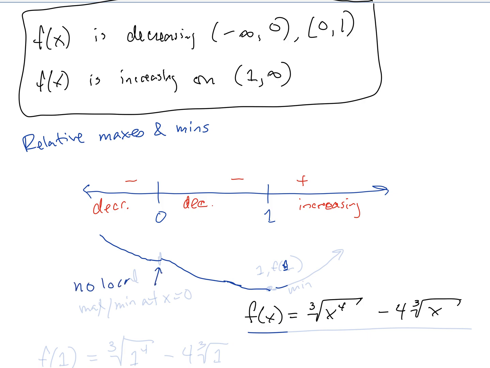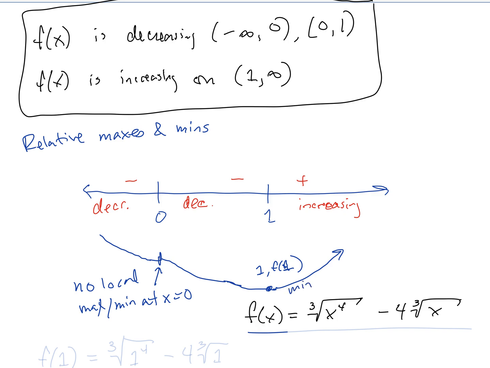No local or relative max or min occurs at x equals 0 because the function is decreasing and then continues decreasing. So it's going to have values greater than it to the left of 0 and less than it to the right of 0. No local max or min. Then at x equals 1, the function changes from decreasing to increasing. So that means that f of 1 is going to be a relative minimum.